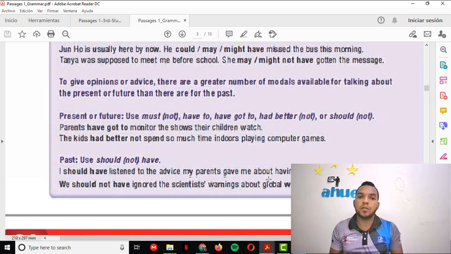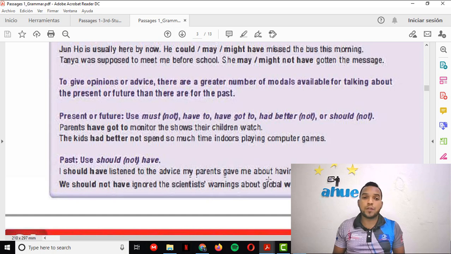And well, so there you have it. What are the modals that we use for present or future, and for the past? For the past, like they say, we only use should or should not have when you're talking about these cases. For the other one, you can use, as you see, all of those.